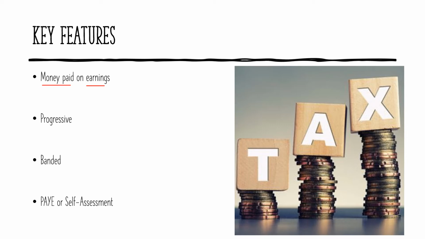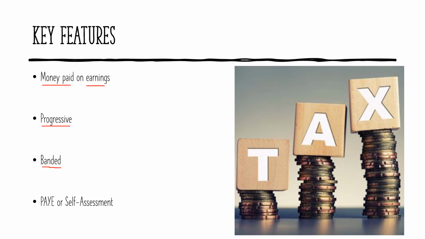It's progressive in the sense that the more you earn, the more you pay. And the higher proportion of your income you pay as you go up the scale, which I'll show you in a moment. It's banded. That means that as you reach a certain threshold of income, you start paying more of your salary or income in income tax.